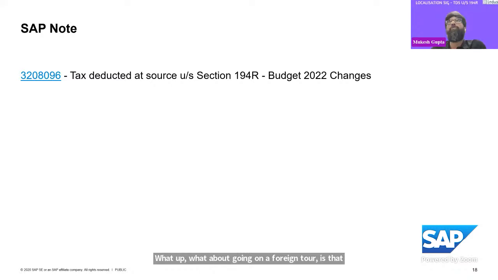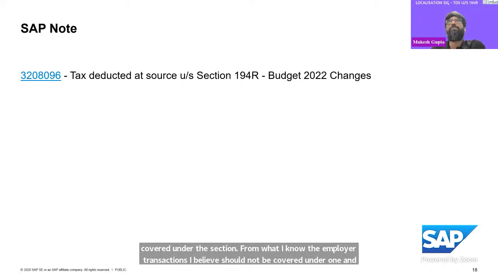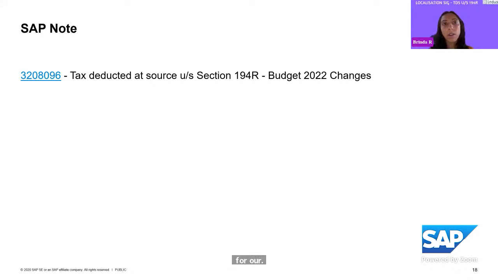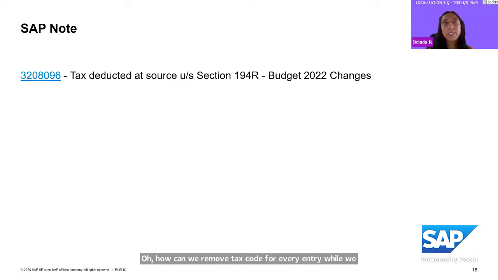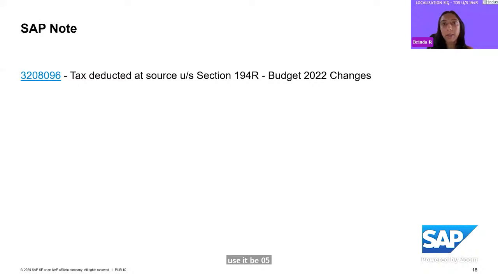How can we remove the tax code for every entry while we use FB05? FB05 is a payment transaction wherein your tax type and tax code will not even appear, because your tax type and tax code would be created only for invoice time posting. So at the payment level, ideally, it should not appear.